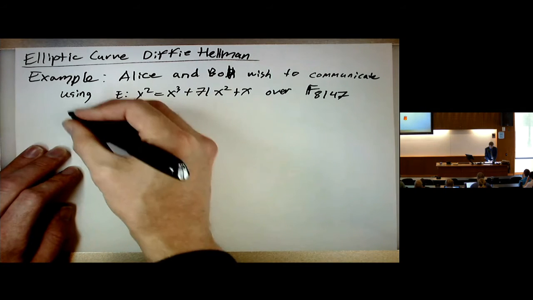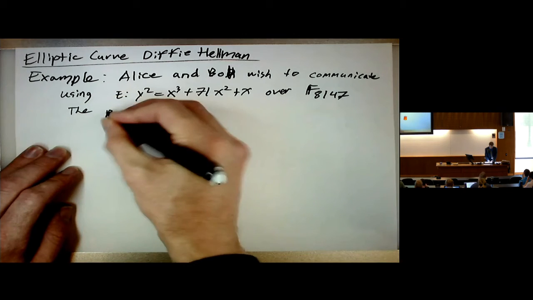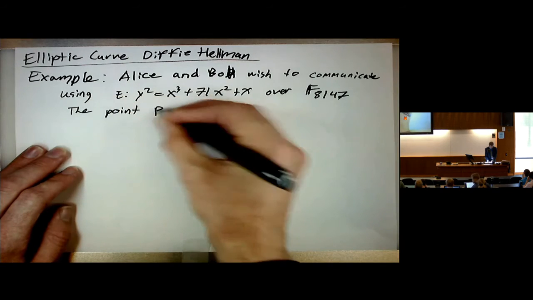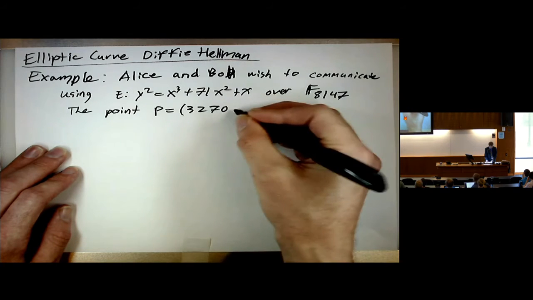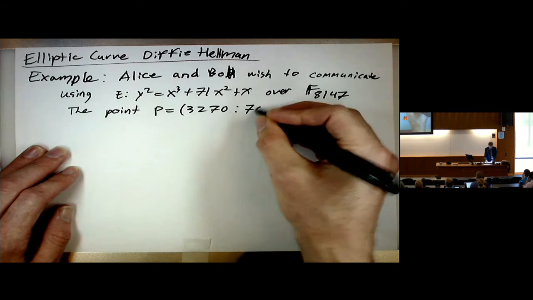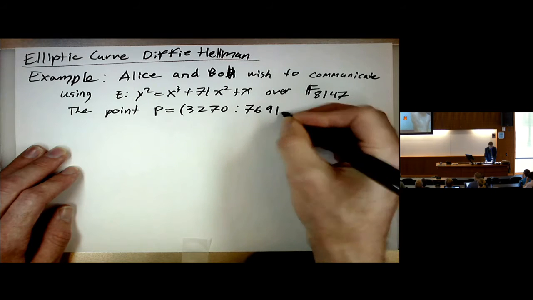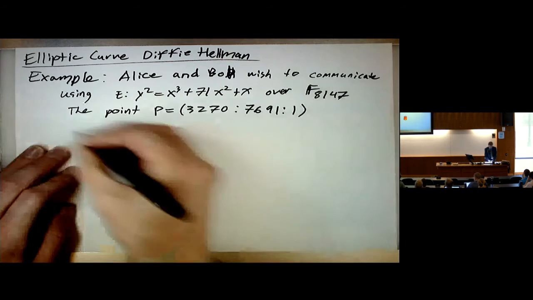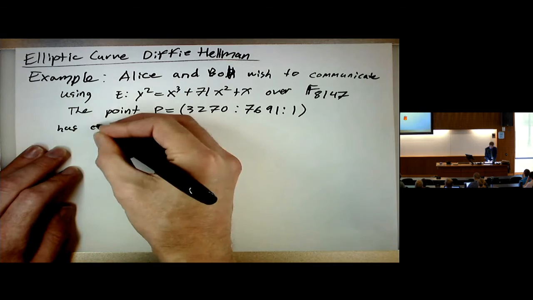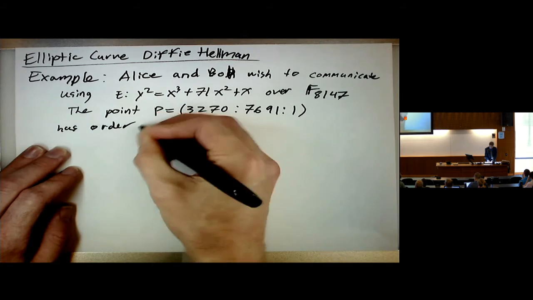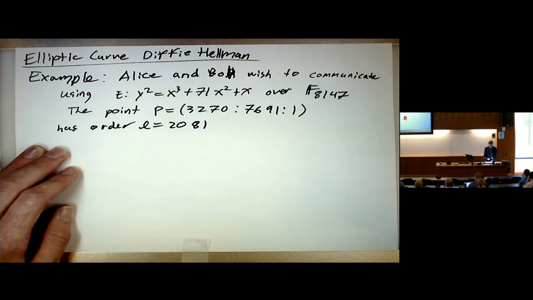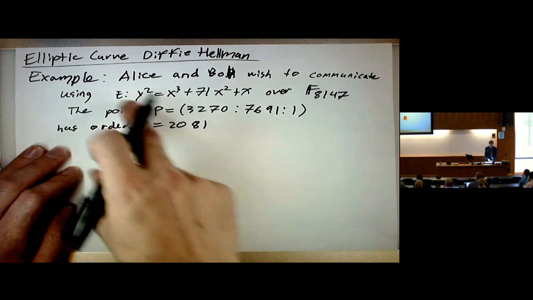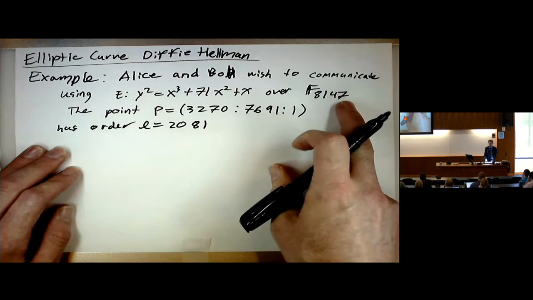The point P equals this, has order L equals 2081, which is the largest prime dividing the order of E over this field.